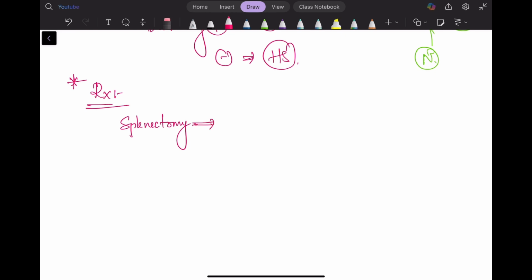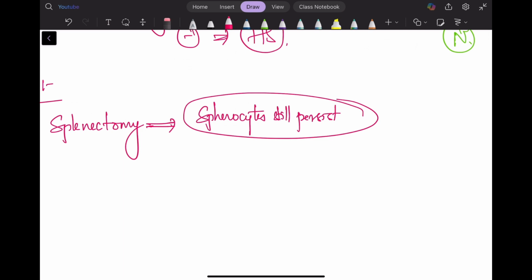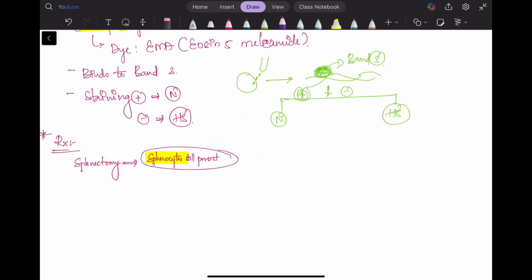So if you do splenectomy, everything resolves? No, it's a big no. Spherocytes still persist. Whether we remain or not, spherocytes will remain. Yeah, this is the story of hereditary spherocytosis.